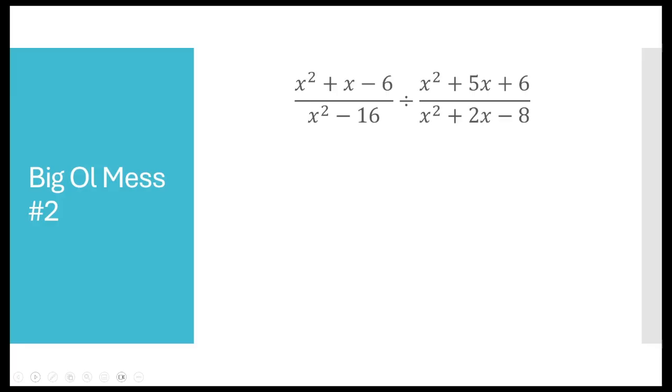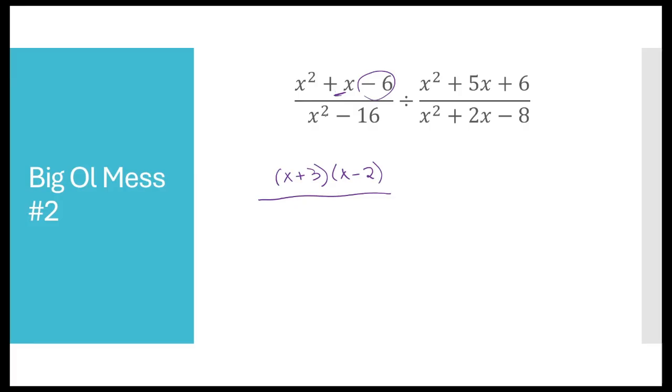So what happens when we've got a big old mess, but we're dividing? Still start with factoring. Can't recommend it enough. So I have some similar ones. I need two numbers that multiply to -6 but add up to +1. Got x plus 3 and x minus 2.